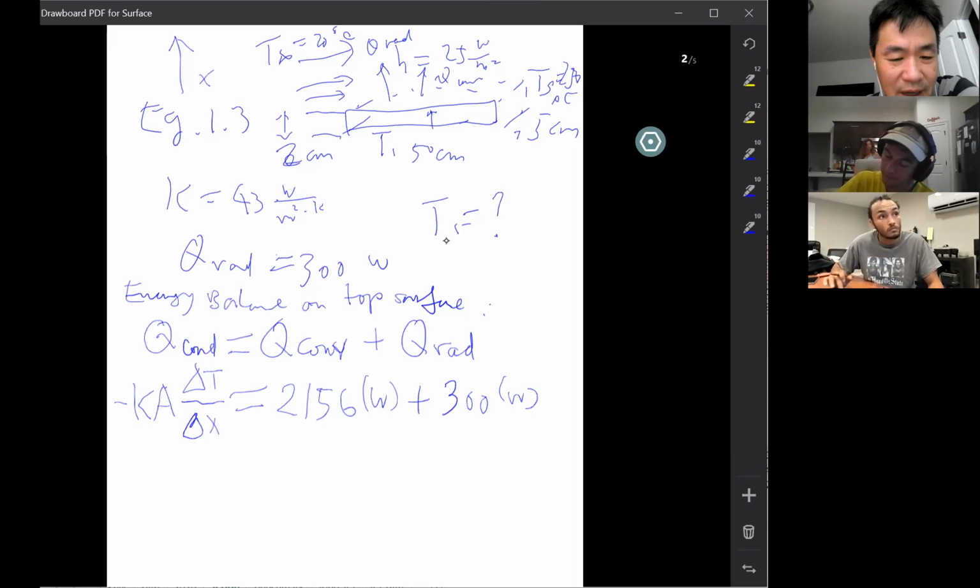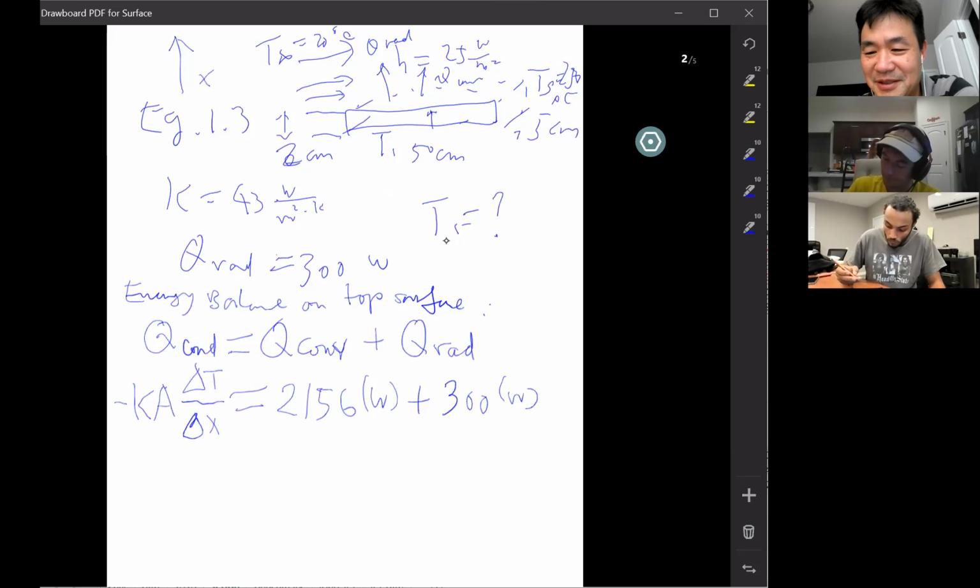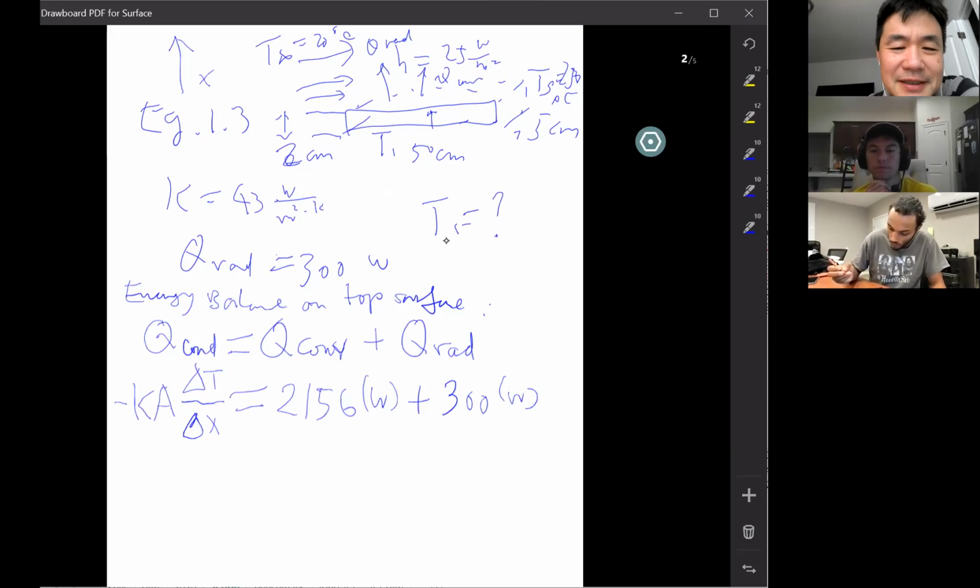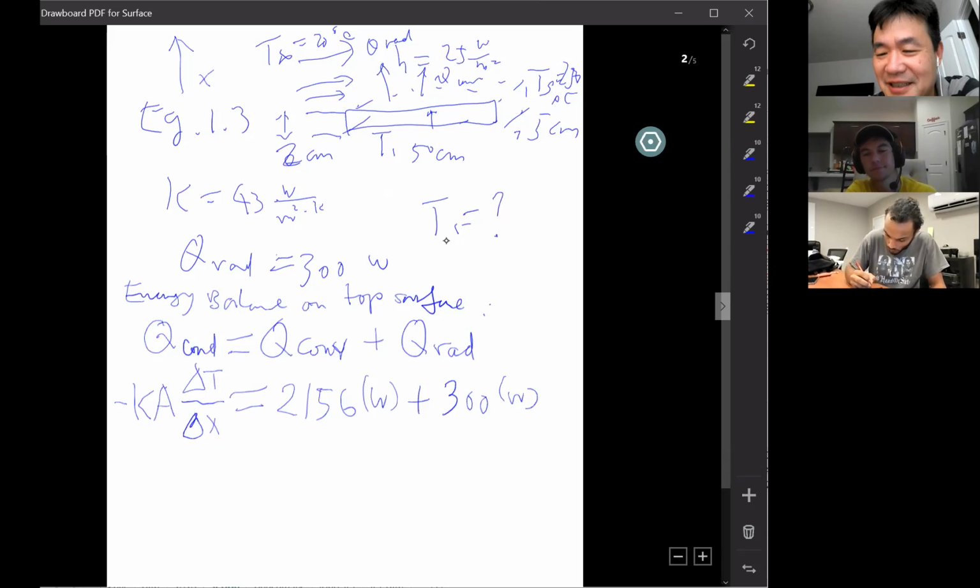So I write down this. Do I have my unknown in the equation? If I do, I'm happy. Then it's a piece of cake to solve, right? Is my unknown in it? The goal is to calculate T1, right? Is T1 in there? Yes, it looks like delta T. T1 should be in the delta T.